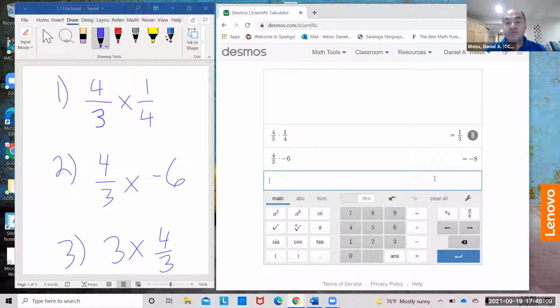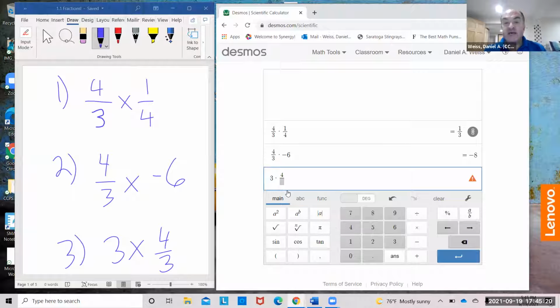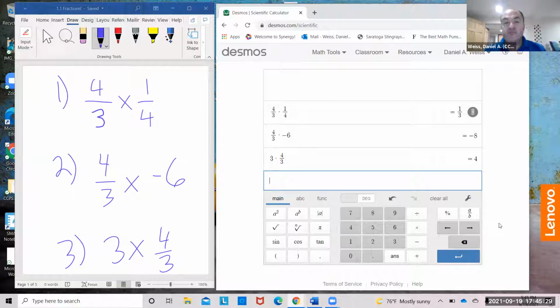I'm hitting return. The next one I'm going to do is 3 times 4/3. Here I go, 3 times, I got to hit the fraction key, 4 on top and then 3 on the bottom. Answer is 4. See that? I can hit enter. By the way, I want you to note that 4/3, we're not doing mixed numbers. We could. I could make this 1 1/3. Your answers are always going to come up as improper fractions. So we're going to be okay with improper fractions.